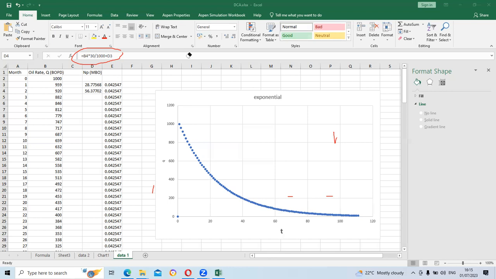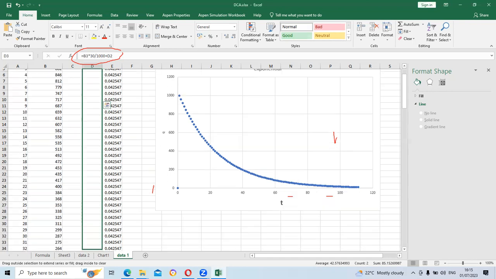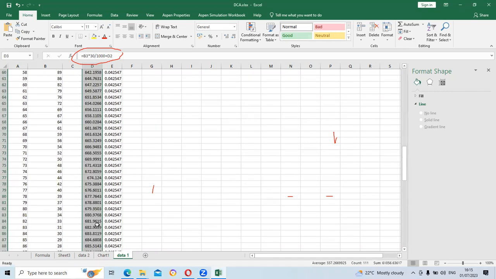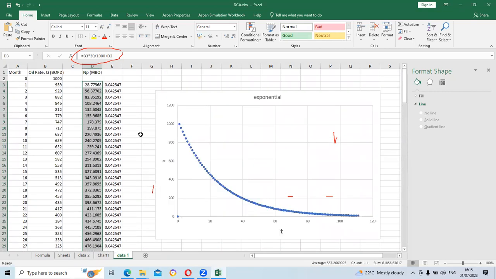So from there now, if I take it down, I am sure that it will do the calculation for me. So if I take it down, I'm sure that all the calculations will be done right to the last value. All right. So that gives us our cumulative production.